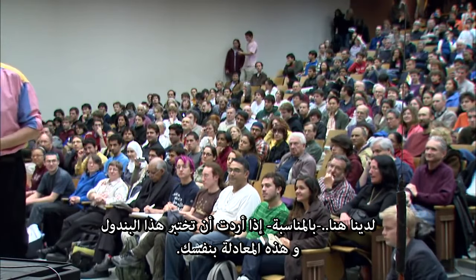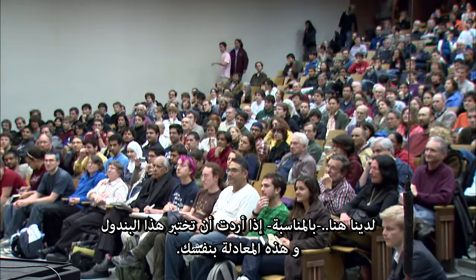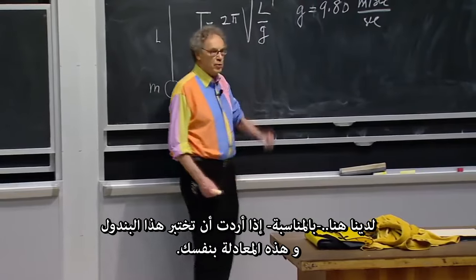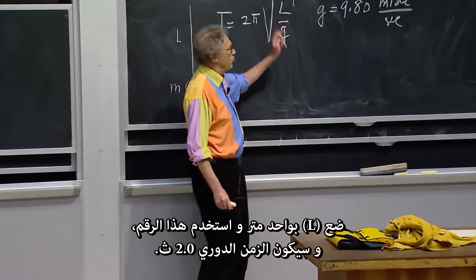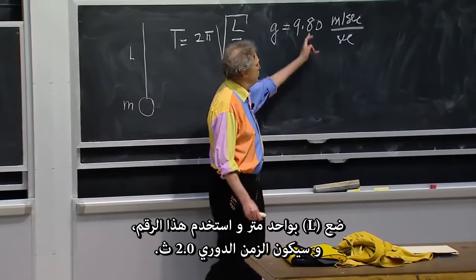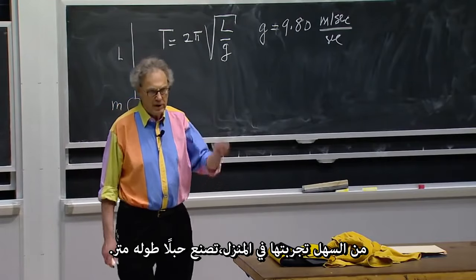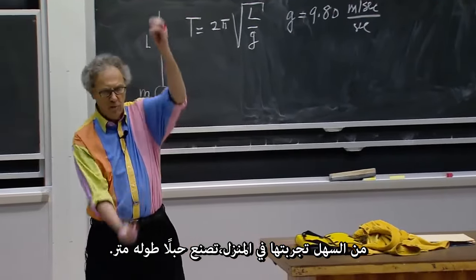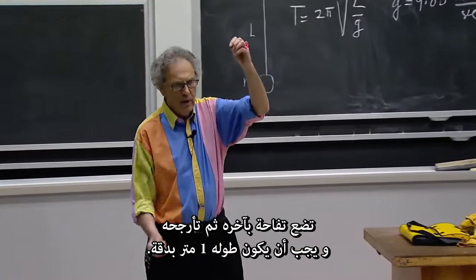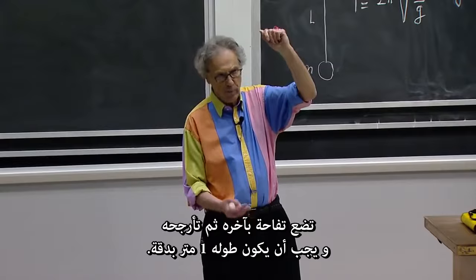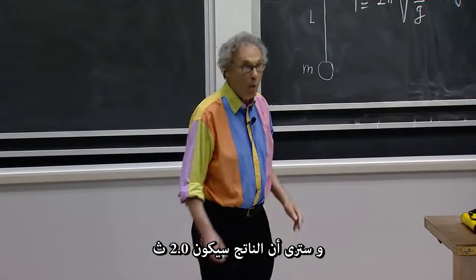By the way, if you ever want to test this equation for yourself, put in L equals 1 meter. And use this number, you will get a period of 2.0 seconds. It's very easy to do at home. You make one meter, you put an apple at the bottom, and you swing it. The 1 meter has to be accurate. You see that it's going to be 2.0 seconds.